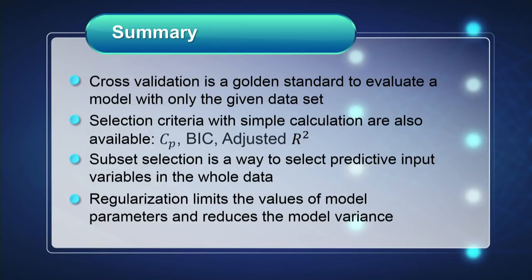Okay, so here is the summary. Cross-validation is kind of the gold standard to evaluate a model with only the given data set. But people have also traditionally used model selection criteria with simple calculation, like Cp, BIC, or adjusted R-square. Also, in order to select the variables, subset selection is a way to select predictive input variables in the whole data set. By sharing the same idea, regularization limits the value of the model parameters and reduces the model variance. Then it controls the flexibility.